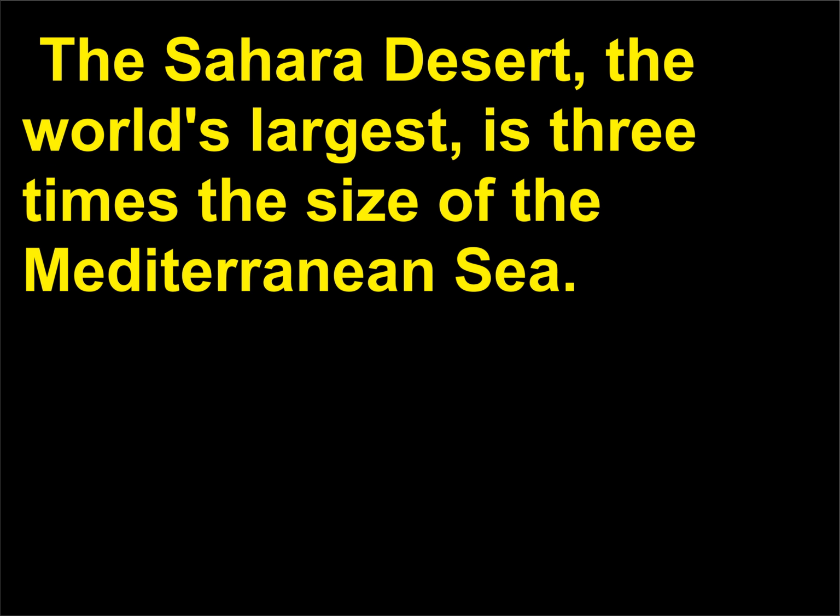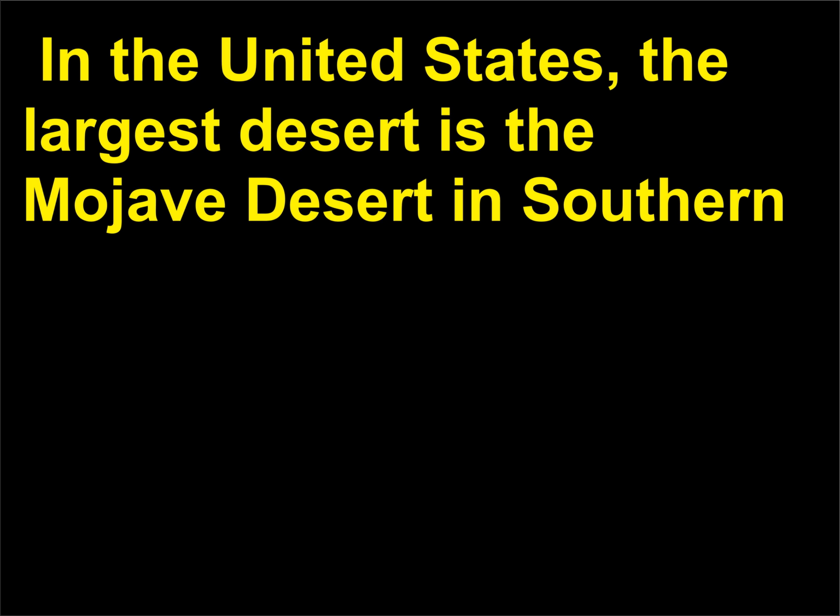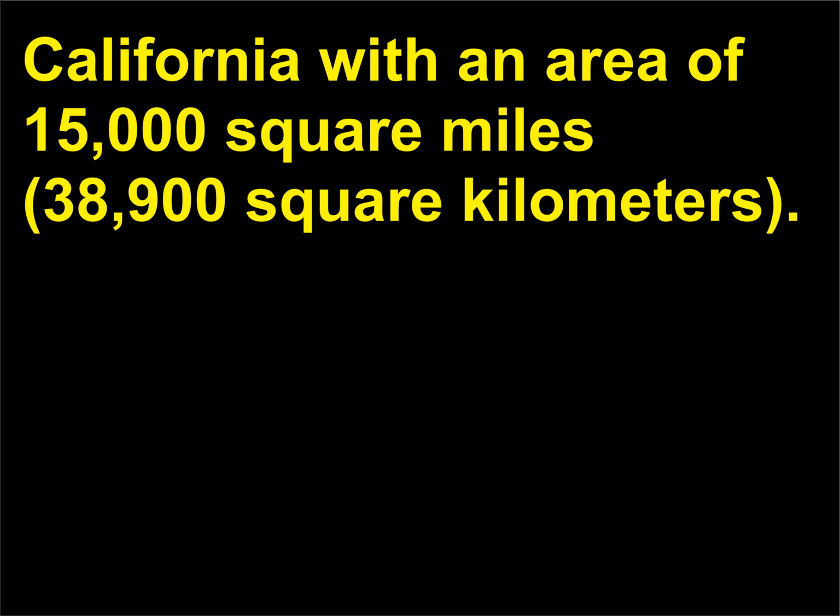The Sahara Desert, the world's largest, is 3 times the size of the Mediterranean Sea. In the United States, the largest desert is the Mojave Desert in southern California with an area of 15,000 square miles, 38,900 square kilometers.